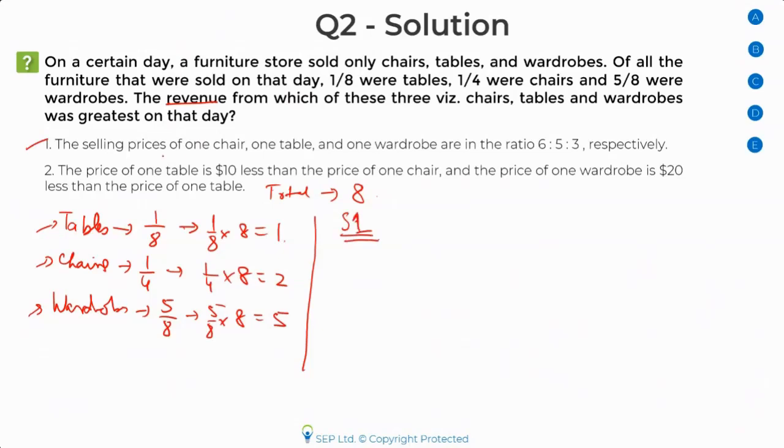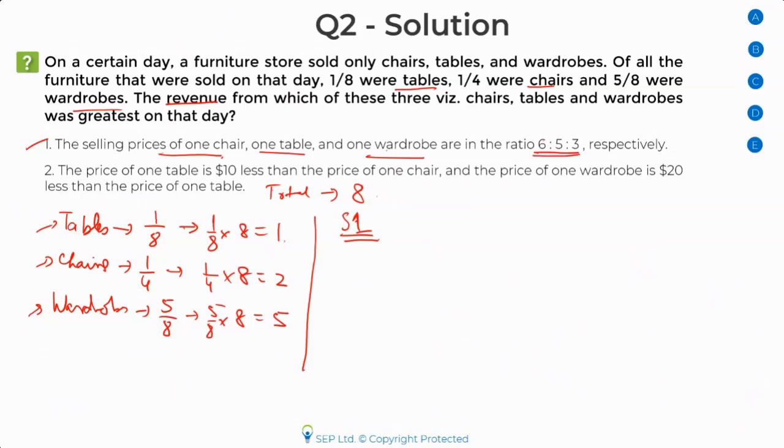Statement 1 is the price of one chair, table, and wardrobe. And here is where we need to be careful because we started off with table, chairs, and wardrobes. And here it's chair, table, and wardrobe. So don't make the mistake of taking this one as tables because I wrote here as tables.